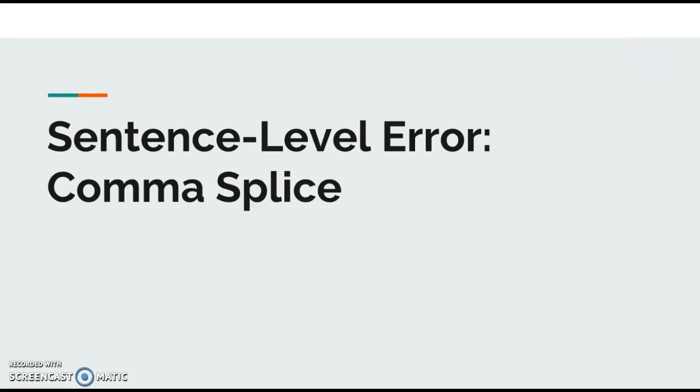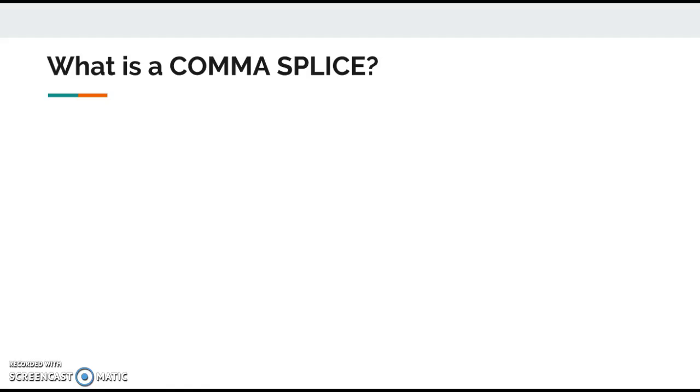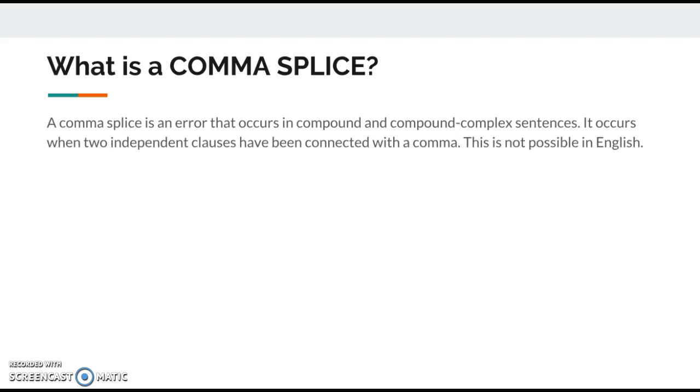In this short video, we'll be discussing comma splices, a type of sentence level error. So what is a comma splice? A comma splice is an error that occurs in compound or also compound complex sentences. It occurs when you have two independent clauses and they've been connected with only a comma. This is incorrect.